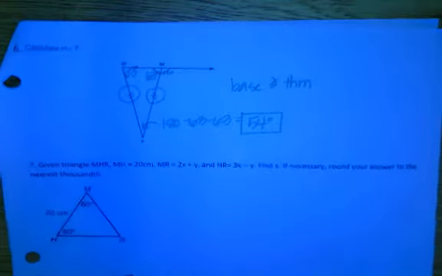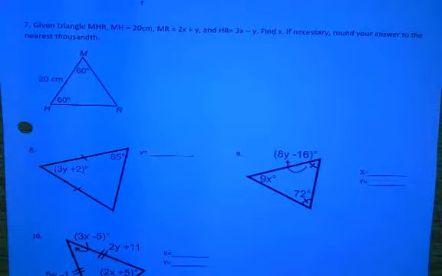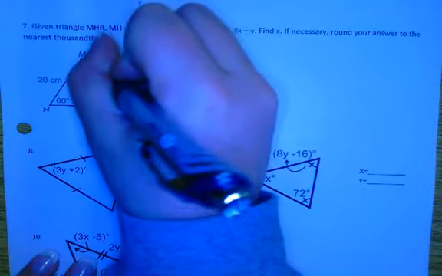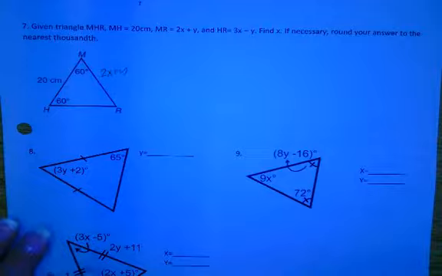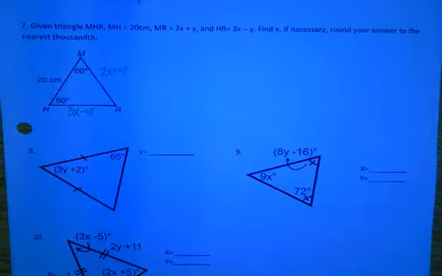Okay, we're almost done. Number 7, given triangle MHR, MH equals 20 centimeters, MR equals 2x plus y, and HR equals 3x minus y. Find x if necessary. Round your answer to the nearest thousandth. Okay, what do we know?